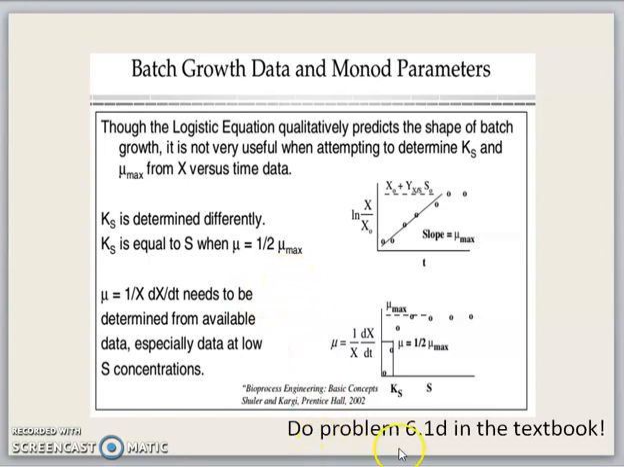Please do problem 6.1 in the textbook, in the Shuler and Kargi textbook. Then you will have the idea how to identify the mu max and the Ks value by using the data given in the problem.